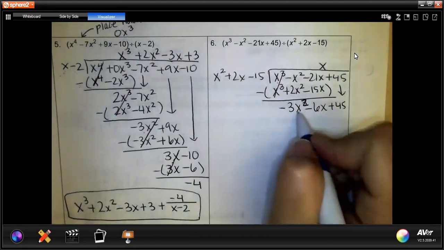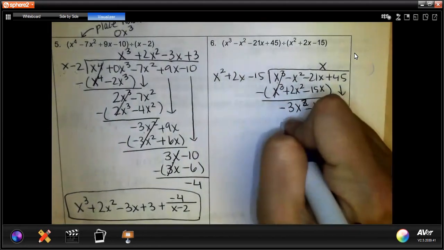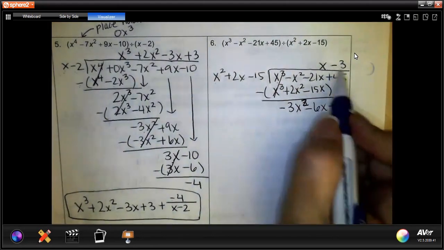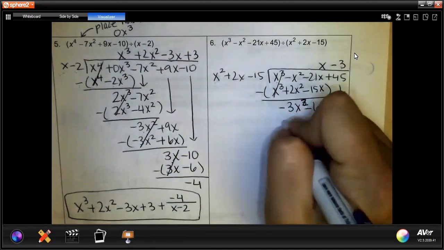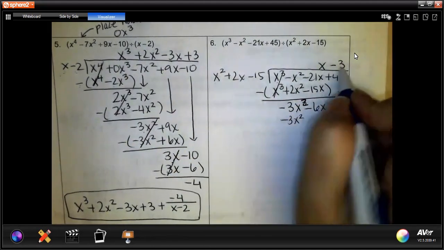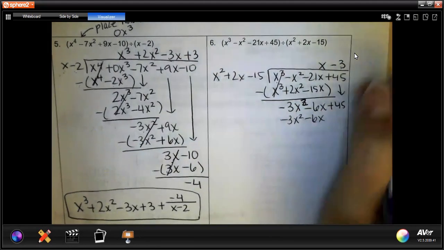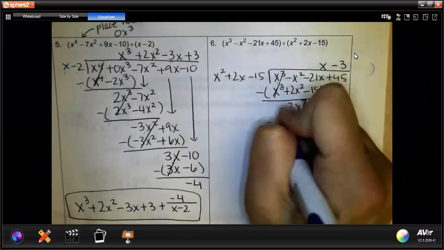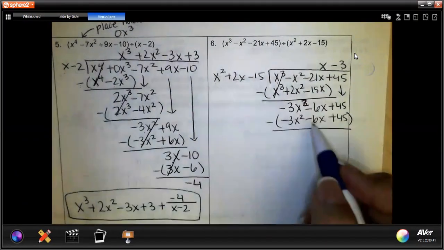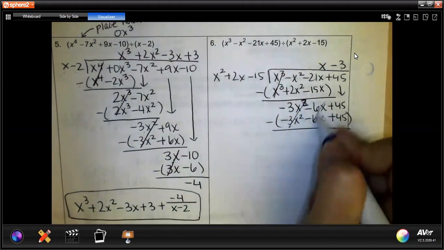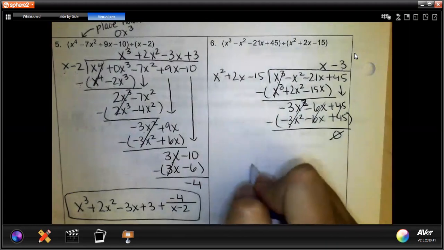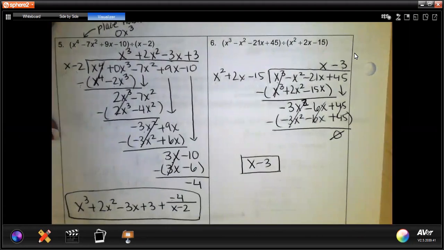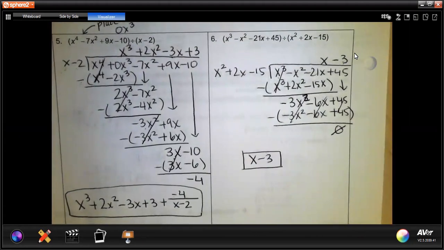So negative 3x squared divided by x squared is negative 3. We multiply negative 3 times x squared gives us a negative 3x squared. Negative 3 times 2x gives us a negative 6x, and negative 3 times negative 15 gives us a positive 45. And we are subtracting that entire thing. When we do that, every single one of these cancel out, so we have no remainder on this one, so our answer is x minus 3. When there's no remainder there, that means it's a factor, and we'll get to that on our next lesson, but start thinking about that.